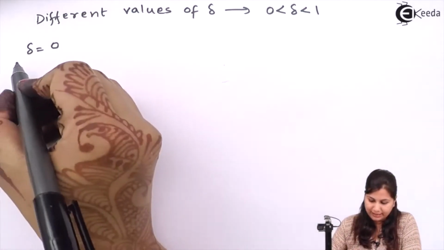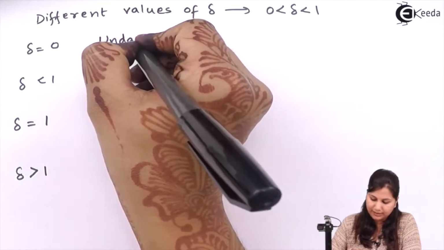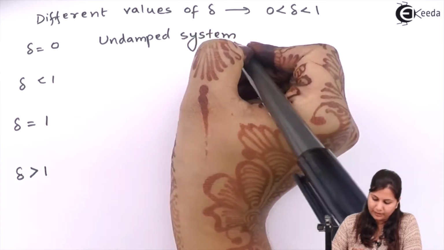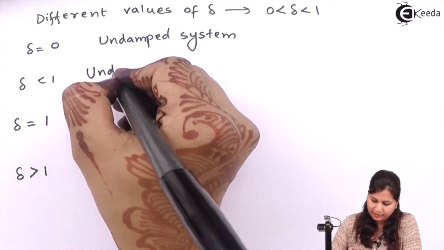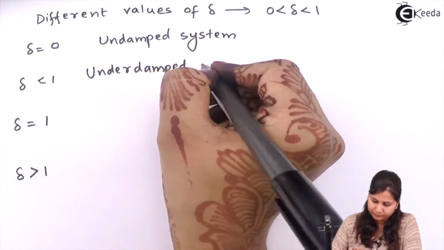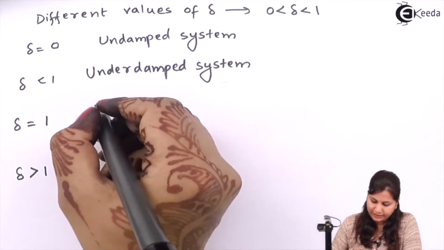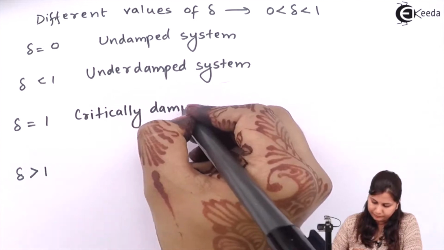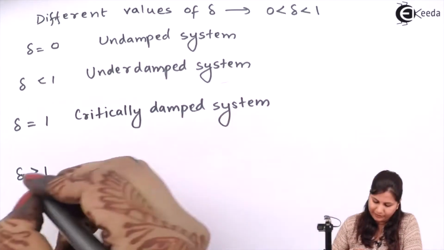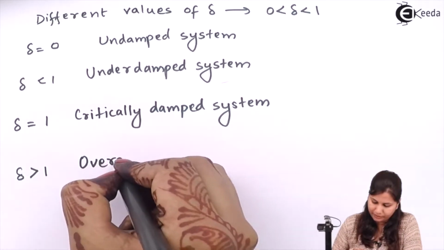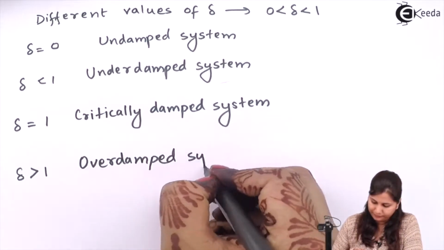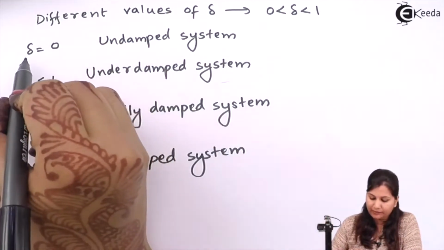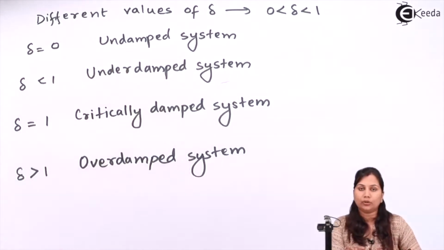So when del is equal to 0, we know that the system is an undamped system. When del is less than 1, it is an underdamped system. When del is equal to 1, it is critically damped. And when del is greater than 1, it is an overdamped system. So we have these four values. Now let us put the value of del equal to 0 in the roots equations.